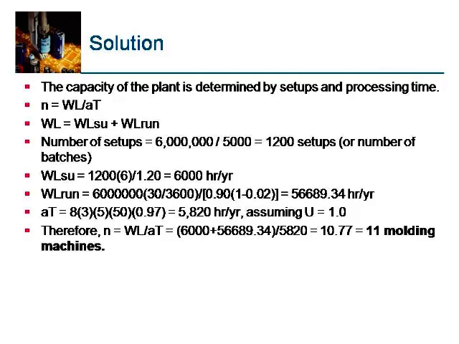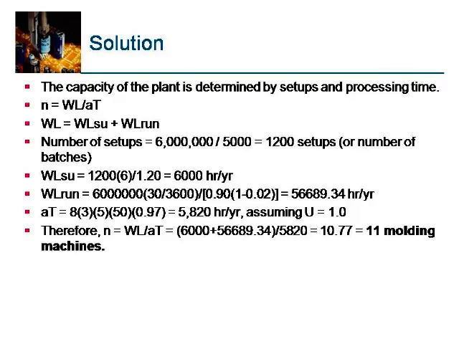The capacity of the plant is determined by setup and processing. So N can be calculated as WL by A into T, where WL is equal to WL setup plus WL run. We can say number of setups is equal to 6 million divided by 5,000, so 1200 setups are required, and WL setup is equal to 1200 into 6 into 1 by 1.2, which is 6,000 hours per year it will take.